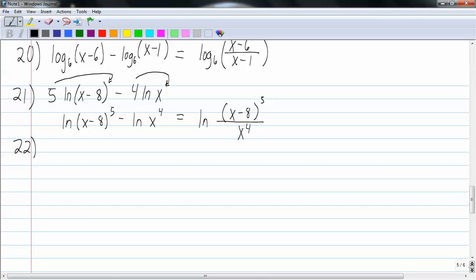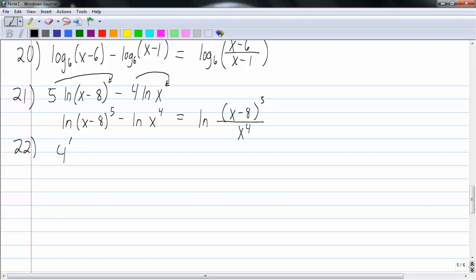All right, number 22 says, solve the equation by expressing each side as a power of the same base and then equating exponents. To me, all that stuff means solve this equation. Okay?